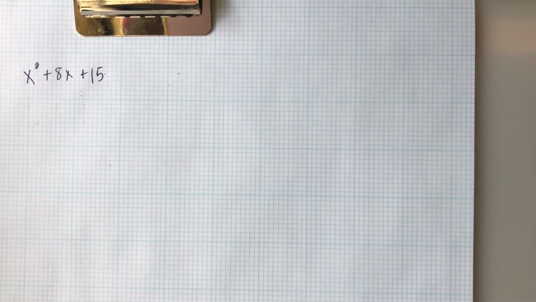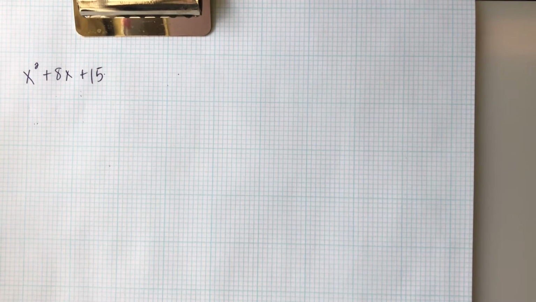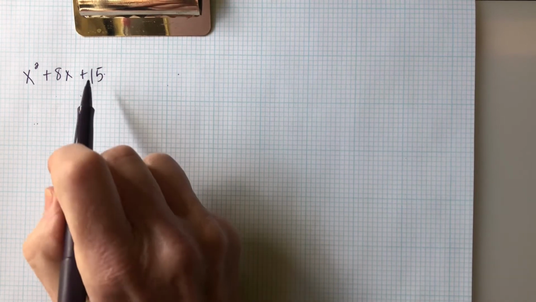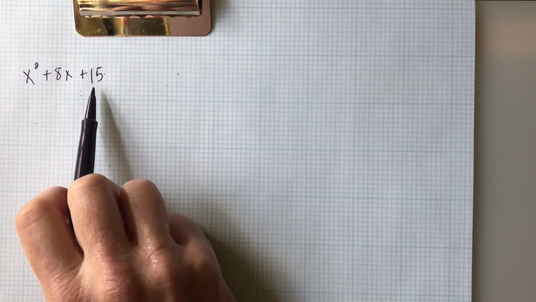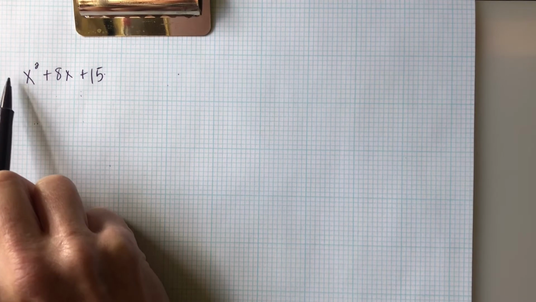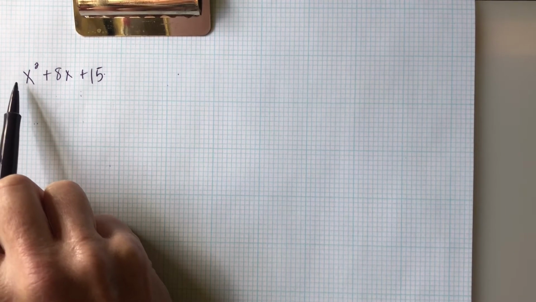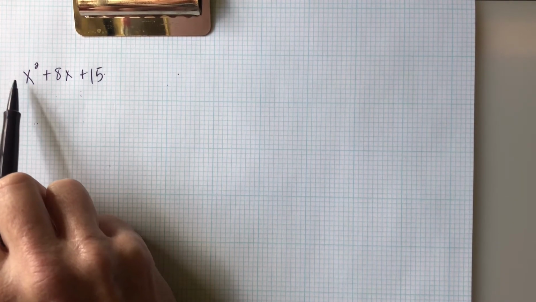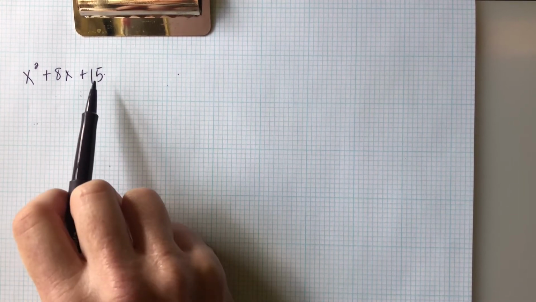So let's start with this trinomial, x squared plus 8x plus 15. To factor this one, all we have to do is focus on this term here for starters. Notice that the x squared term doesn't have a coefficient in front of it. That means the coefficient is 1. So we don't write the 1, we just know it's 1 if there's nothing there.